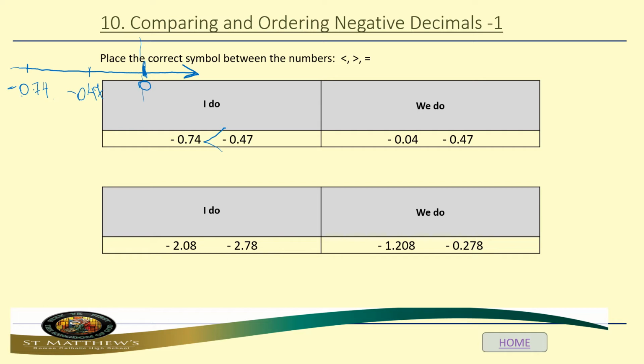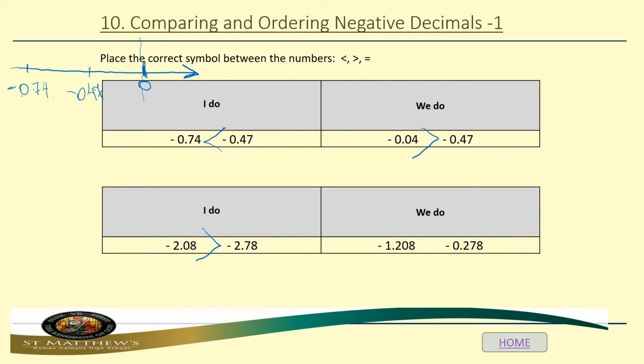Okay, so what you should have is minus 0.04 is larger. Okay, I'll do the next one with you. So again, in here, the way I think about it is I know that 2.08 is smaller, so because they are both negative, it must be larger.